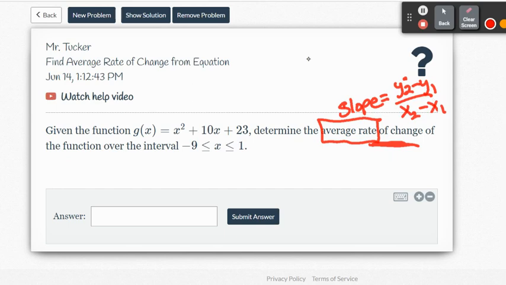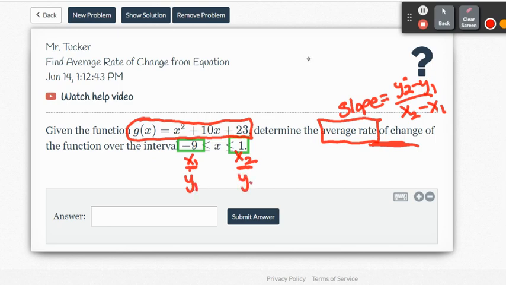But if you look at what you're given, they give you an interval. So our interval here has us starting at -9 and then finishing at 1. Essentially, that's your x1, x2. And so our job is to use the function information up here to determine what y outputs go with these x's. So what I need is to have a corresponding y1 and a corresponding y2.